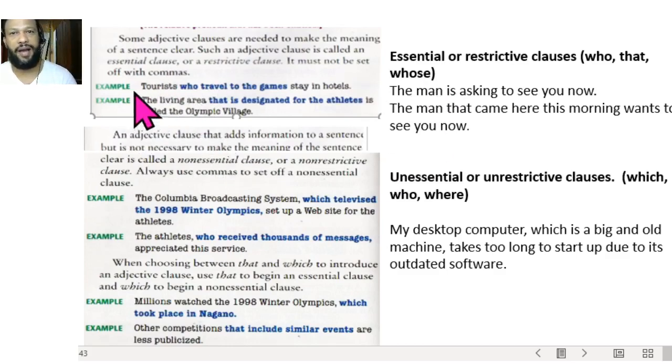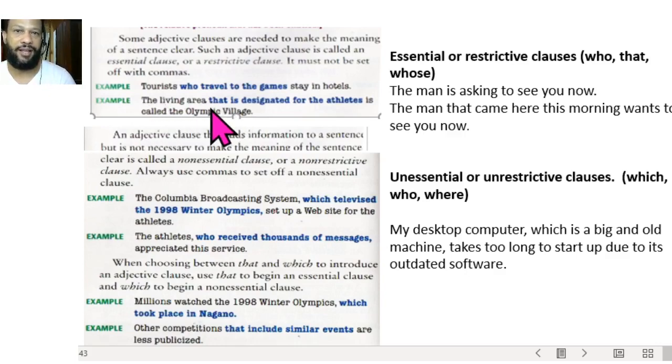Those examples I provided in the previous slide, tourists who travel to the games stayed in hotels. Who travel to the games refers to the tourists. There might be different types of tourists, right? That travel to other places, okay? That are not games. They might be to the beaches. And they also stay in hotels. Well, what type of hotels they stayed in or they stayed at?